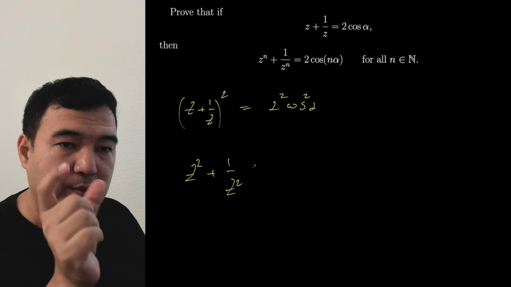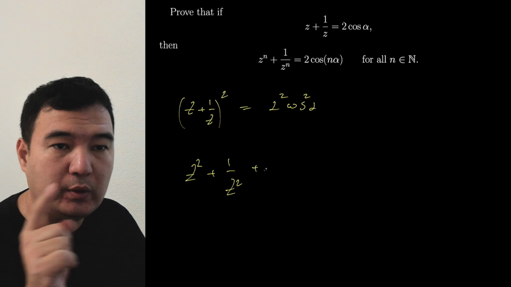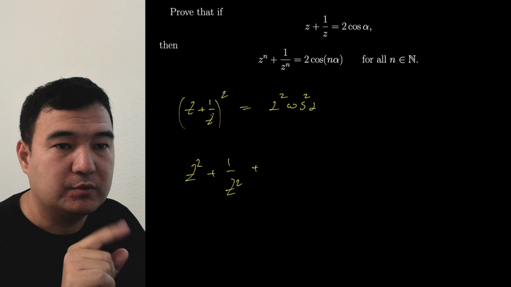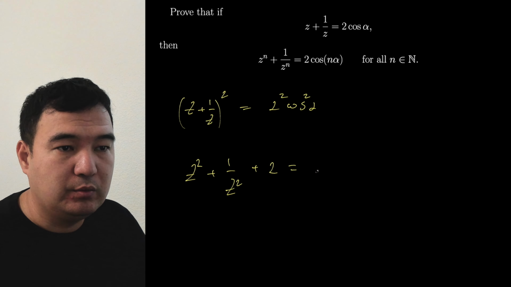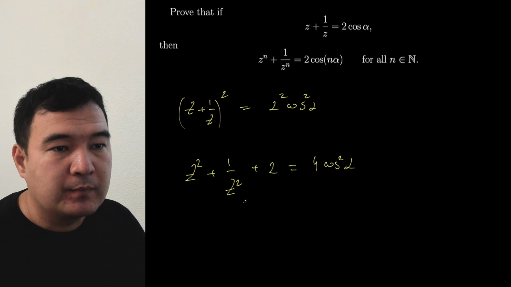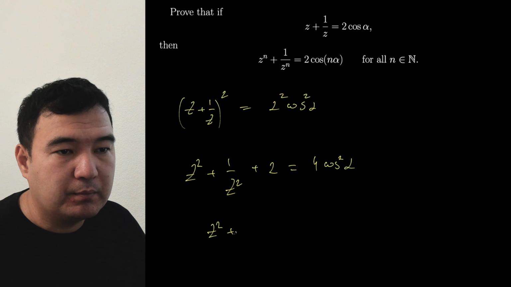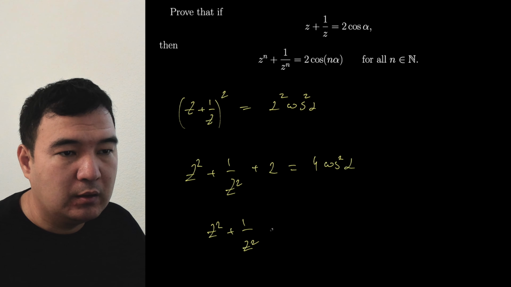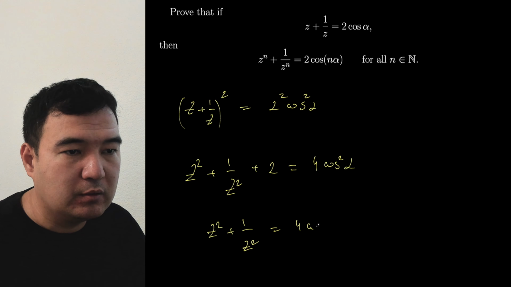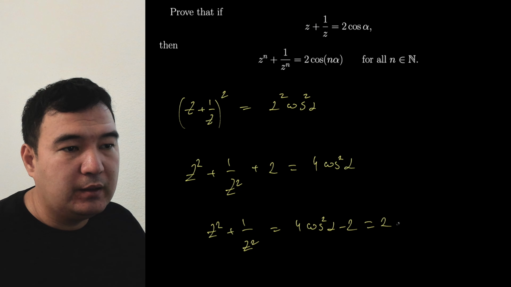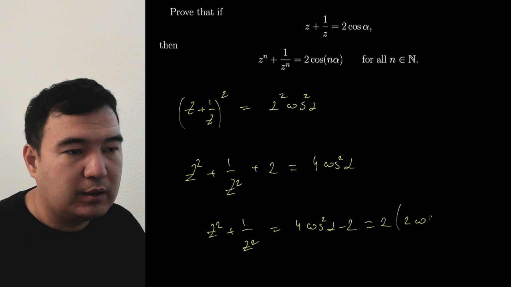And since this is (a plus b) squared, I will have a 2ab term. That's z times 1 over z, which gives me just 2, and 4 cosine squared alpha. And then z squared plus 1 over z squared is 4 cosine squared alpha minus 2. If I take out the 2, that's 2 times (2 cosine squared alpha minus 1).